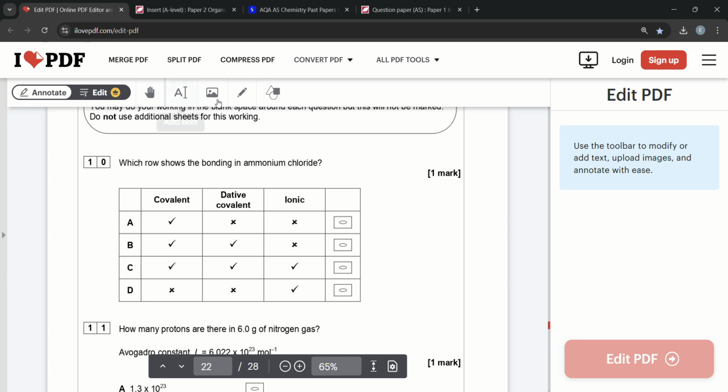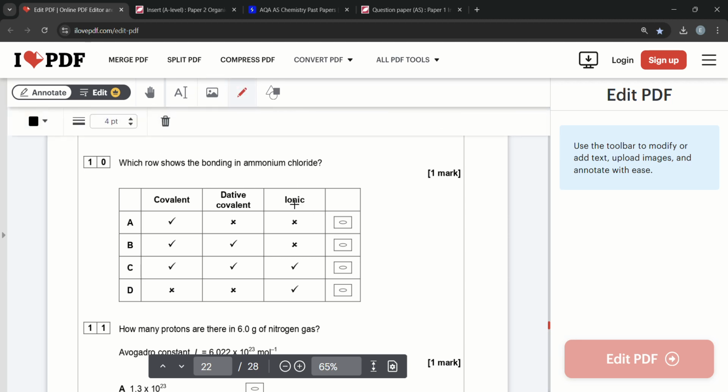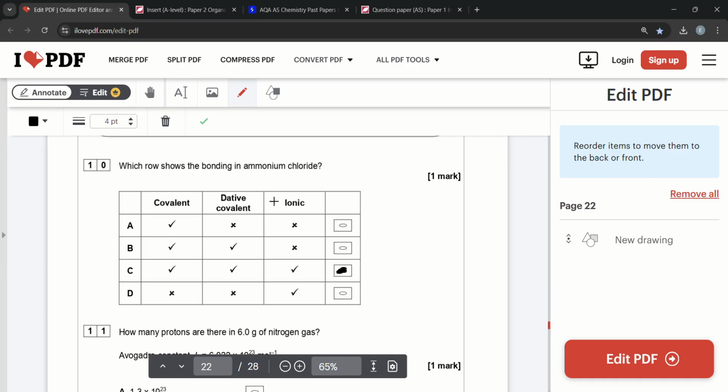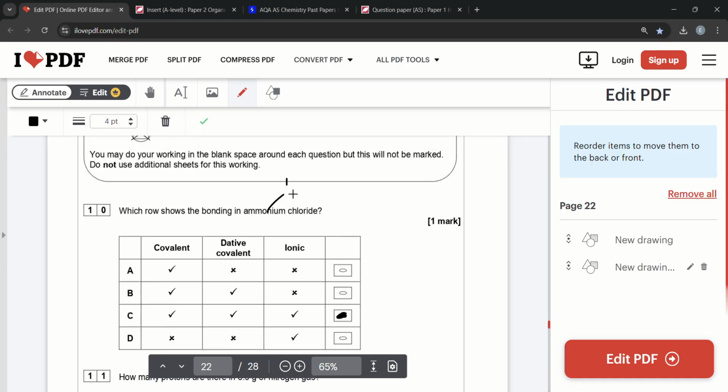Question 10. Which row shows bonding in ammonium chloride? Covalent, not dative covalent, not ionic. No, it's going to be C. It's covalent, it's dative covalent, and it is ionic because of the ammonium ion and the chloride ion. Now you've got NH4+, ammonium, a positive charge, and the chloride ion, which is negatively charged.